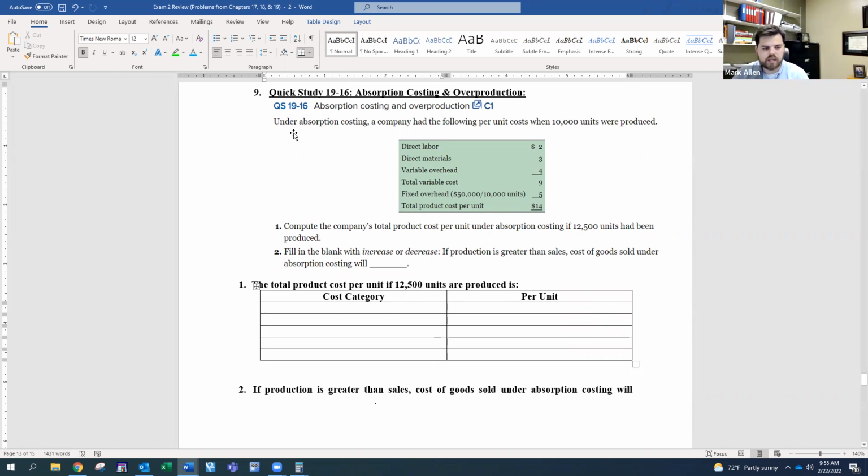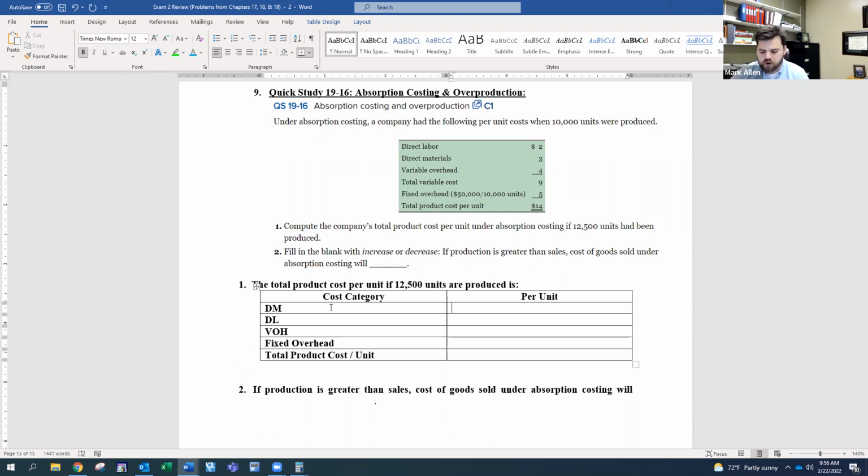All right, in this case, under absorption costing, the company had the following per unit cost when we produce 10,000 units. Compute the company's total product cost per unit if 12,500 units had instead been produced. So in this case, we have our direct materials, we have our direct labor, we have our variable overhead, and we have our fixed overhead. So these are all the costs that we need. We have our total product cost per unit.